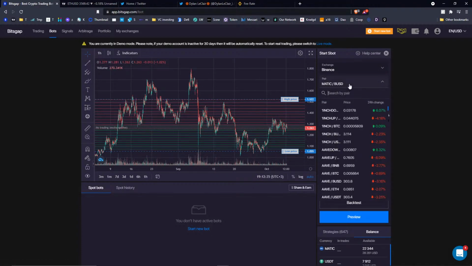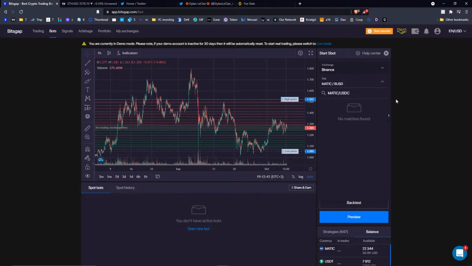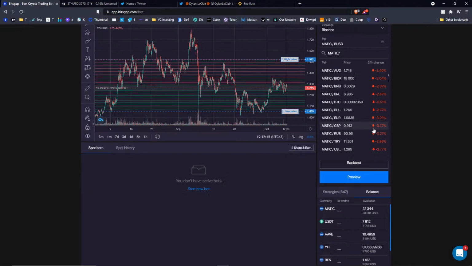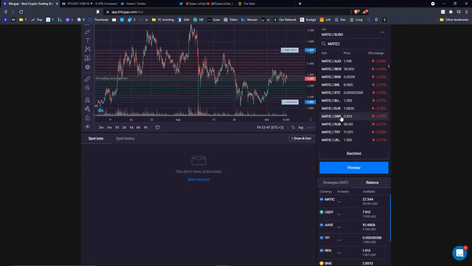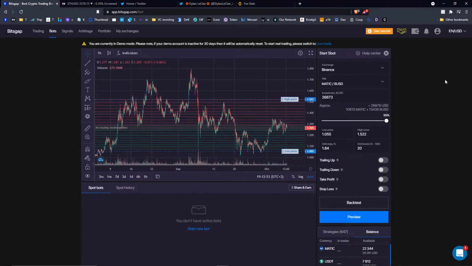you can launch on Matic to USD maybe? No. USDC? Nope. Okay, it's only USDT and BUSD. So there are only two stable coins for Matic, so that way you can have only two strategies simultaneously.